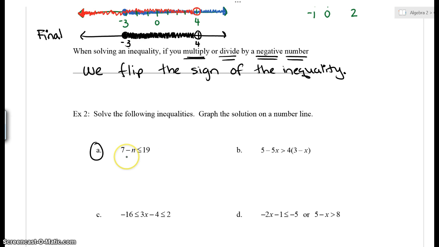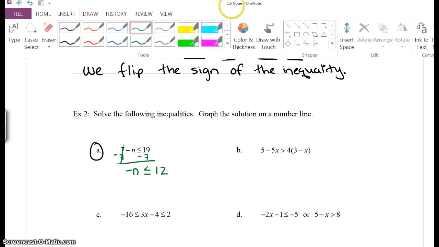If we were to solve this as a regular equality, then we would subtract 7 first, so we're going to go ahead and do that because we're using the order of operations backwards. 7 minus 7 is 0, which we don't tend to write. We have negative n is less than or equal to 19 minus 7 is 12. Now notice that it wasn't when you subtract or add, it was multiply and divide. So far we haven't done any of that, so I'm not worried.